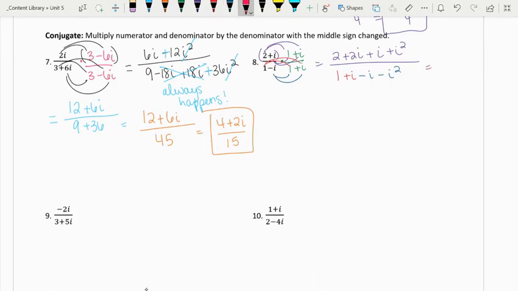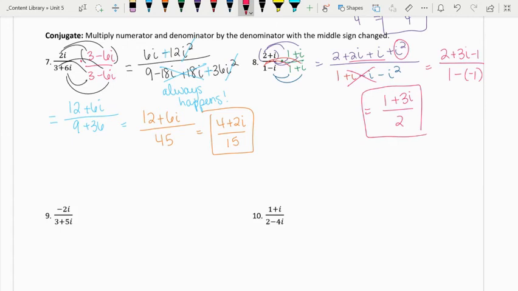And now we clean it up. The numerator, we have 2. If we combine the i's, we would get 3i. And then remember, i squared is negative 1, so we have minus 1. In our denominator, the middle 2 cancel, which should always happen. And now we have 1 minus i squared. Well, if i squared is negative 1, 1 minus negative 1 is actually 2. So our numerator becomes 2 minus 1, which is 1, plus 3i over 2.